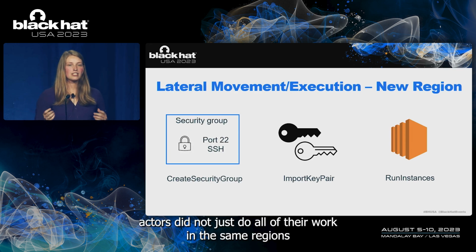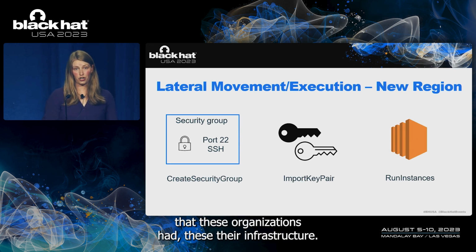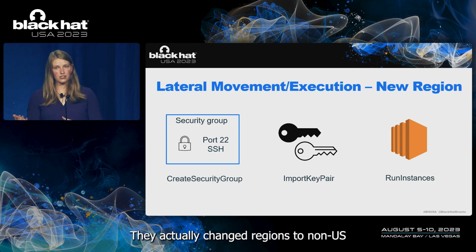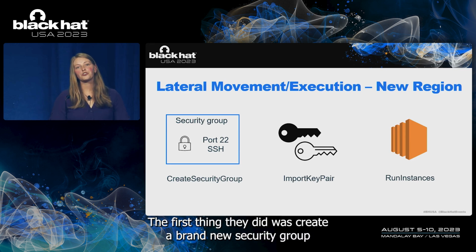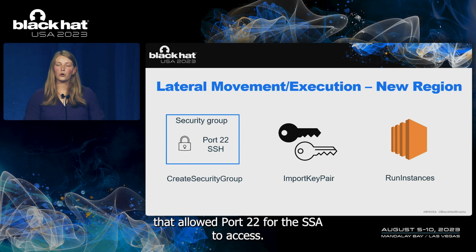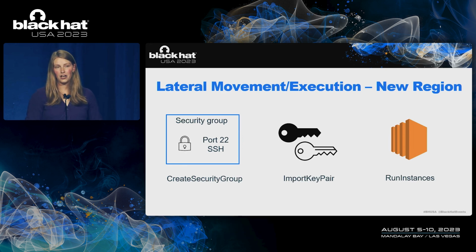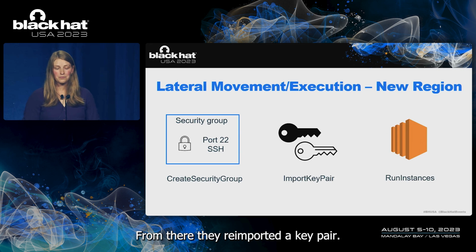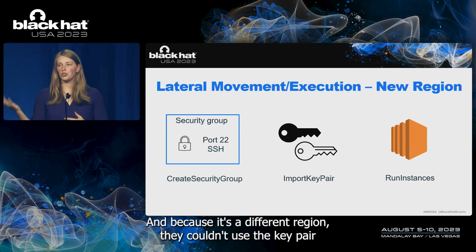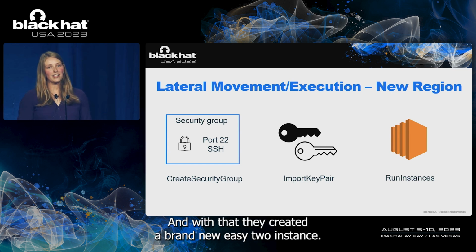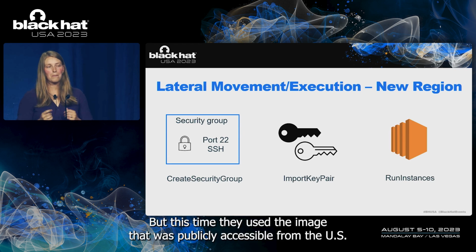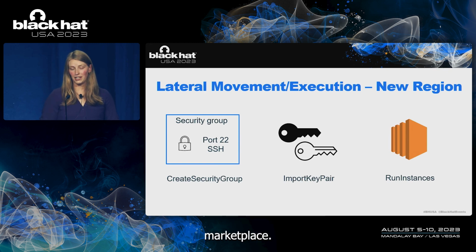Now, the threat actors did not just do all of their work in the same regions that these organizations had their infrastructure. They actually changed regions to non-used regions and performed actions there as well. The first thing they did was create a brand new security group that allowed port 22 for that SSH access. From there, they re-imported a key pair, and because it's a different region, they couldn't use the key pair they already imported, so again, they had to make a new one. And with that, they created a brand new EC2 instance. But this time, they used the AMI that was publicly accessible from the AWS Marketplace.